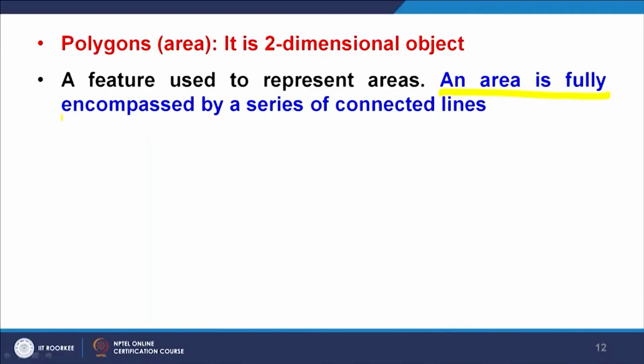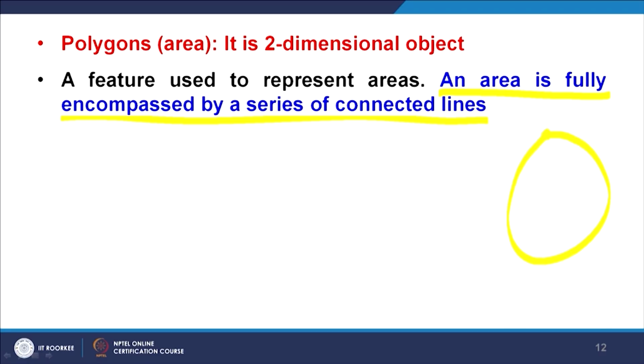Now, as mentioned here, an area is fully encompassed by a series of connected lines. And what does it mean? That if this is my begin node and I come back after that, my begin node and end node have to be the same.